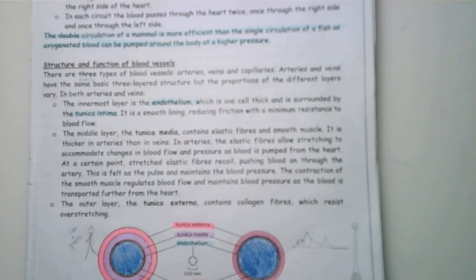So you need to know about 3 different types of blood vessels. So arteries, veins, and capillaries. There are more types of blood vessels. There are actually 5, but the 3 main ones for basic knowledge are arteries, veins, and capillaries. Arteries and veins have the same basic 3-layered structure, but it's the proportions of these layers that are different.